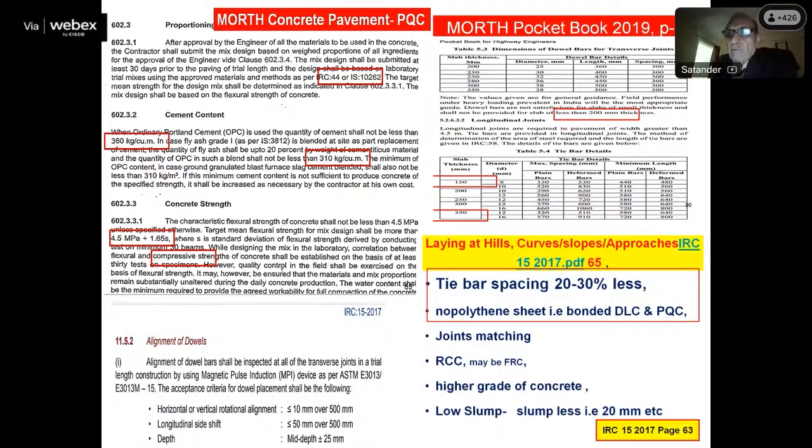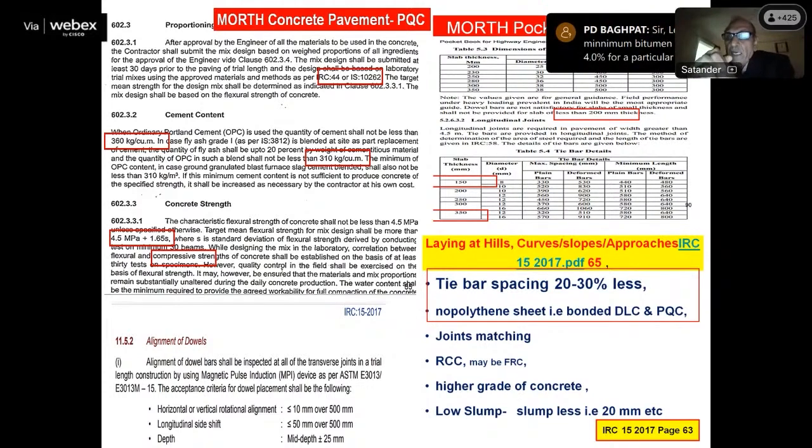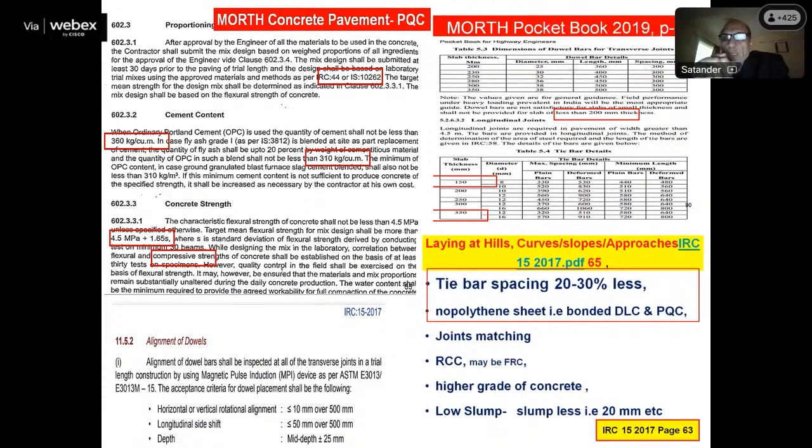Minimum diameter of the dowel bar. Dowel bar should be used when minimum thickness is 200. From this table, the tie bar, dowel bar table, minimum thickness for national highway PQC is 200 mm, correct? Because for PMGSY the thickness is less than 200, so we are not using dowel bar.